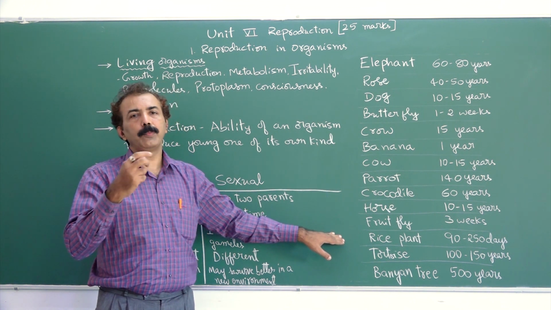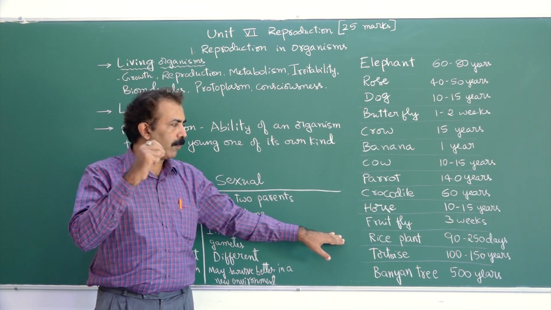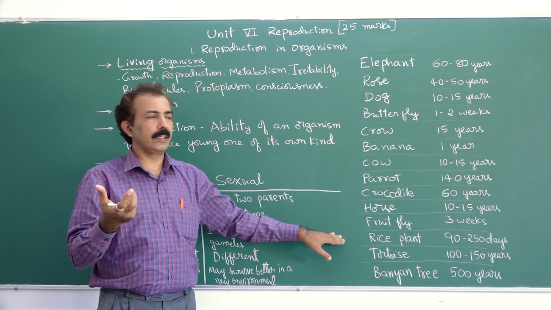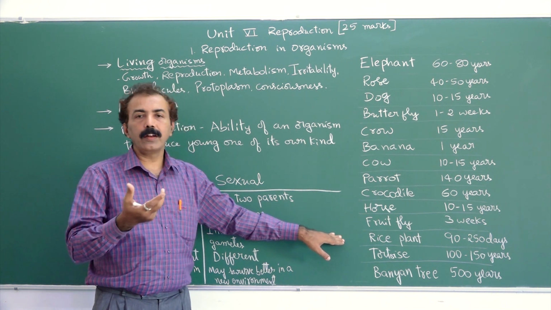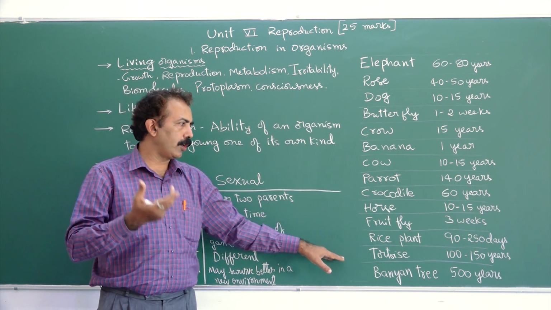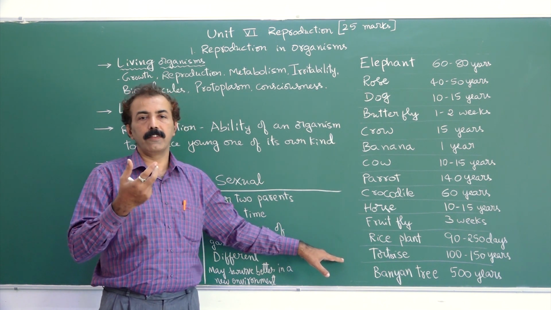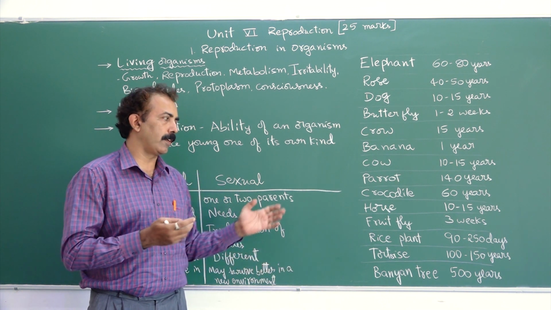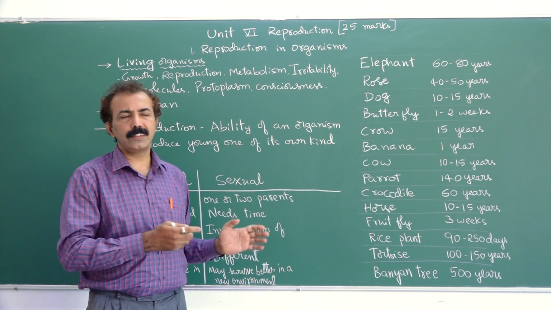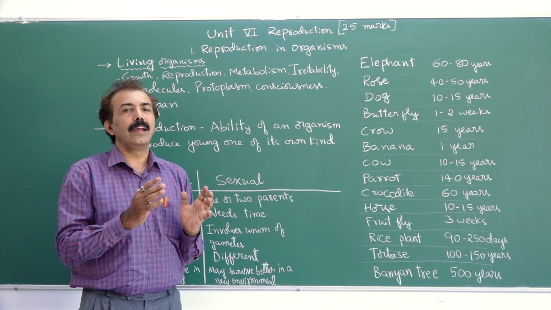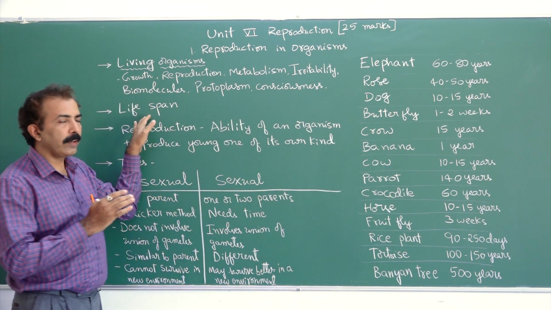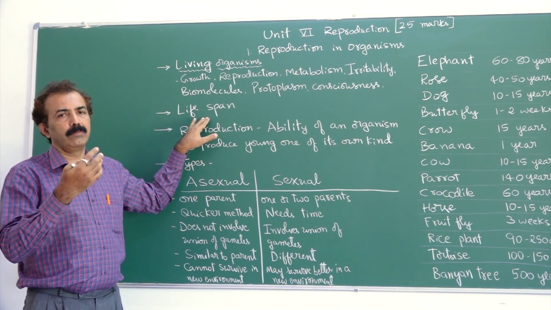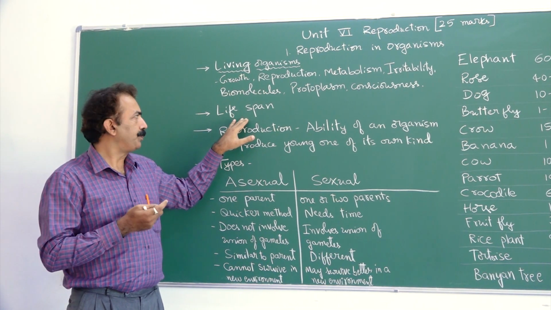Rice plant, again it depends on the variety. Some varieties last for just 3 months, which we grow in places like Mandya, Kodagala, and some last for a long time, so 250 days. Tortoise, 100 to 150 years, a very long lifespan. Banyan tree, if you do not disturb, yes, it lives for 500 to 700 years. This is just a list of examples to make you understand that lifespan is different for different species. It depends on their food style, lifestyle, the survival chances, etc.